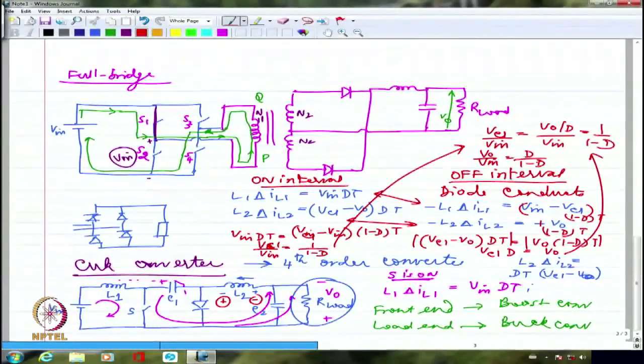Of course, if I put a negative sign, I have to only remember that it indicates the polarity is in the opposite sense. That's it. Nothing more than that. The polarity is exactly in the opposite sense.